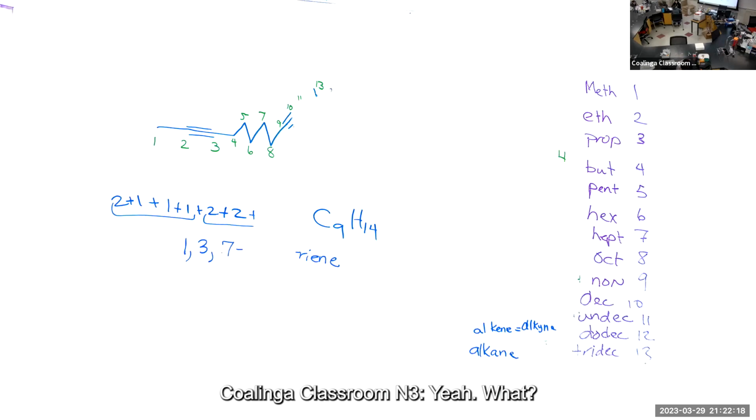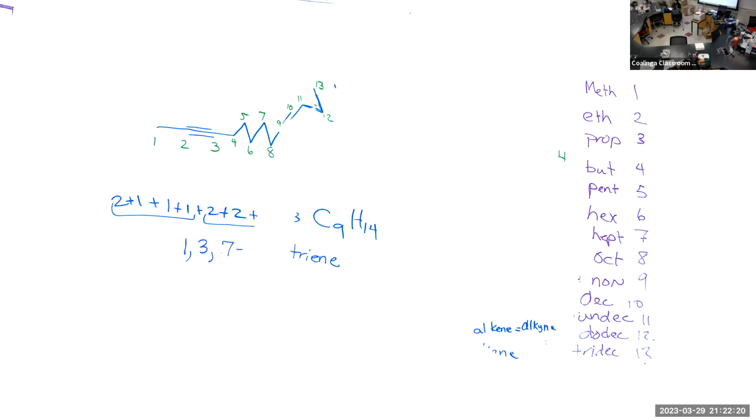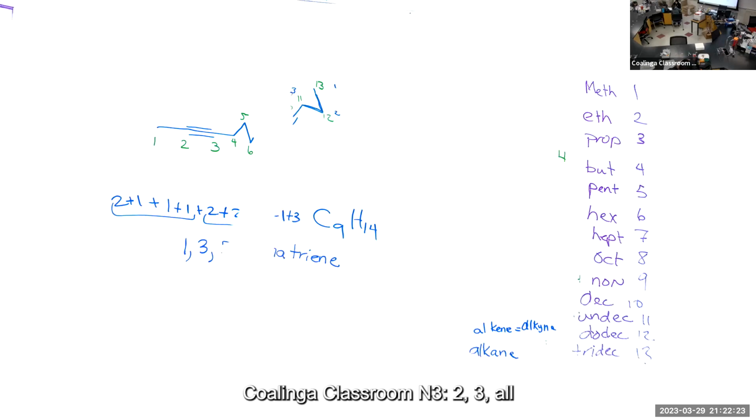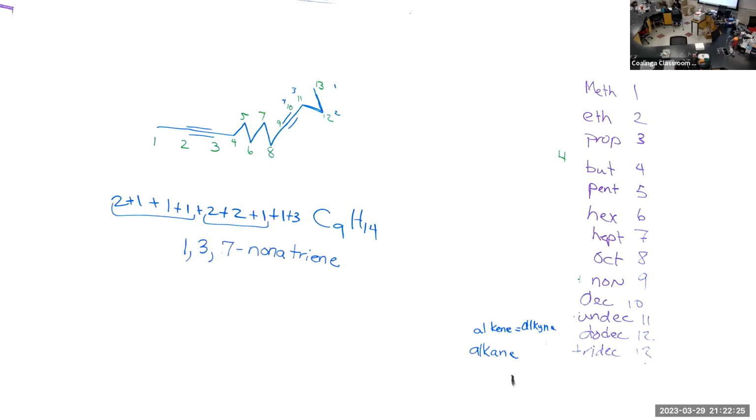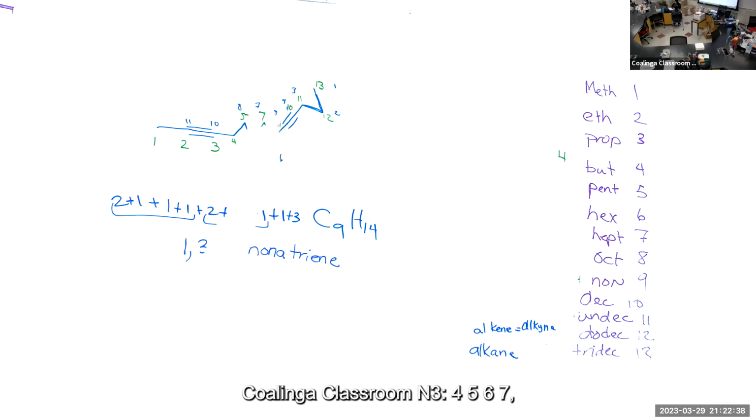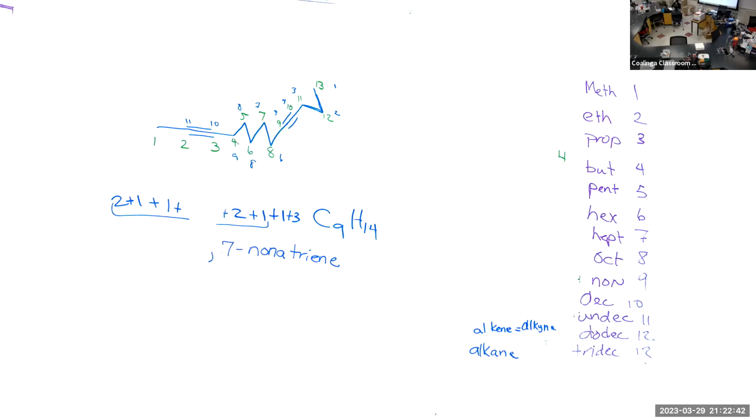We have 1, 2, 3, 4, 5, 6, 7, 8, 9, 10, 11. Then 1, 2, 3, 4, 5, 6, 7, 10, 11, 12.